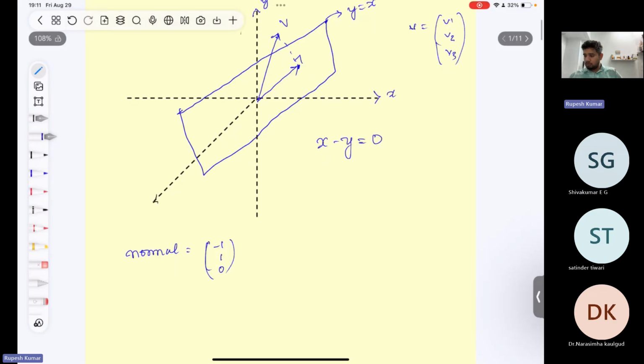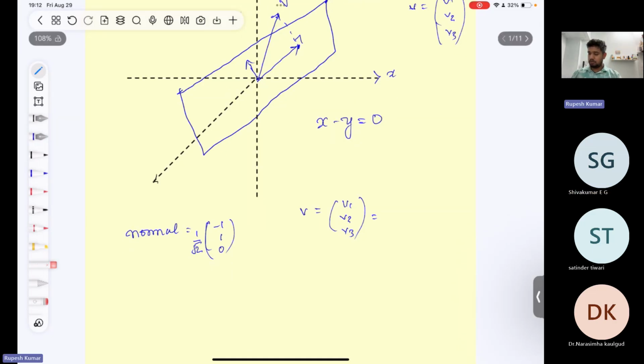So let's do this. We have this plane x minus y equals to 0 with normal 1 by root 2 times (minus 1, 1, 0), right? This is the normal. And we have a vector v equals to (v1, v2, v3) that can be written as some vector along the plane plus some vector perpendicular to the plane, right?